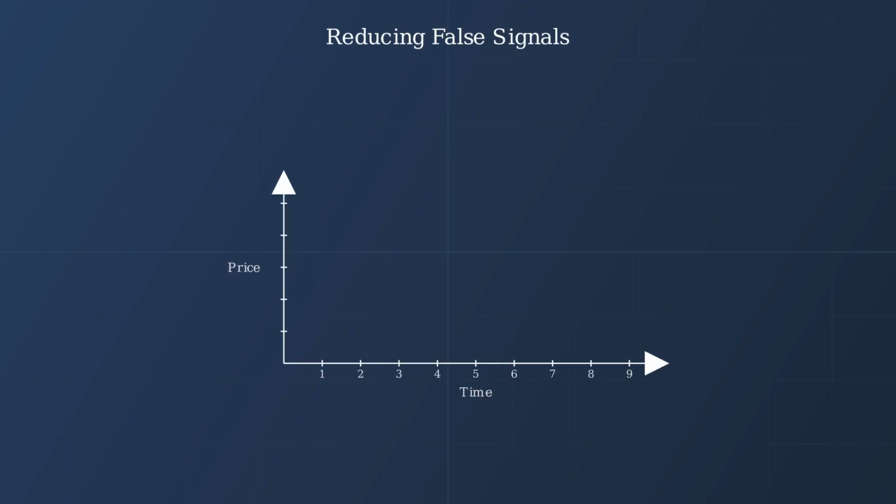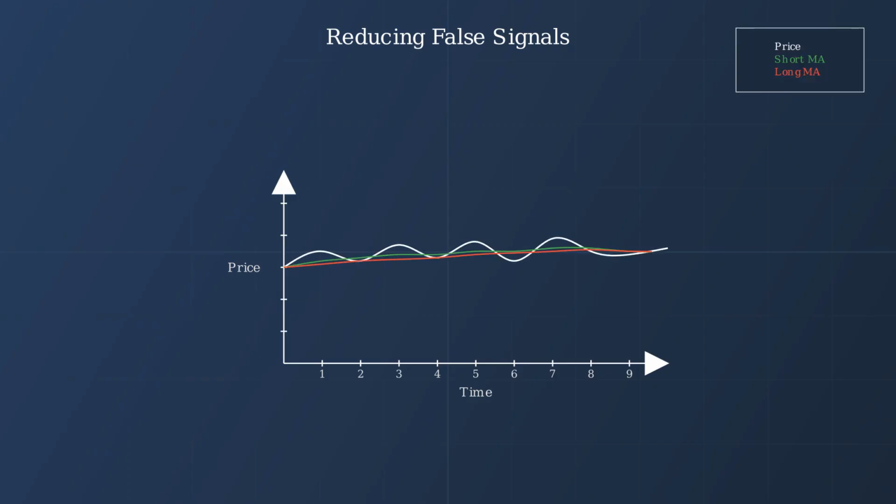Moving average crossovers can generate false signals, especially in choppy or sideways markets. When price moves sideways without a clear trend, moving averages can frequently cross, creating misleading trade signals. Here we can see multiple crossovers that would have resulted in false signals and likely losing trades.